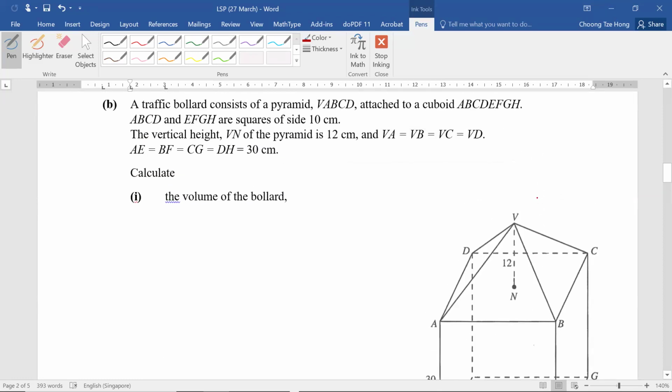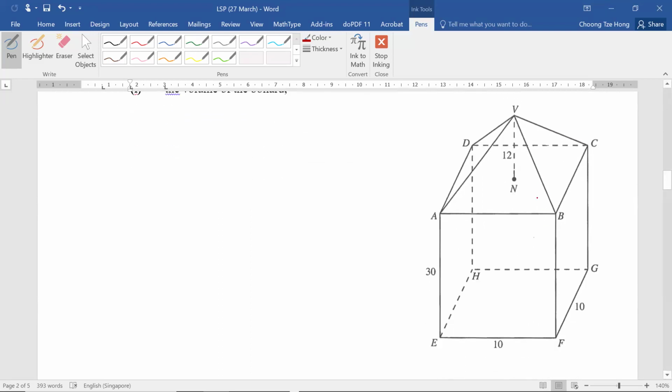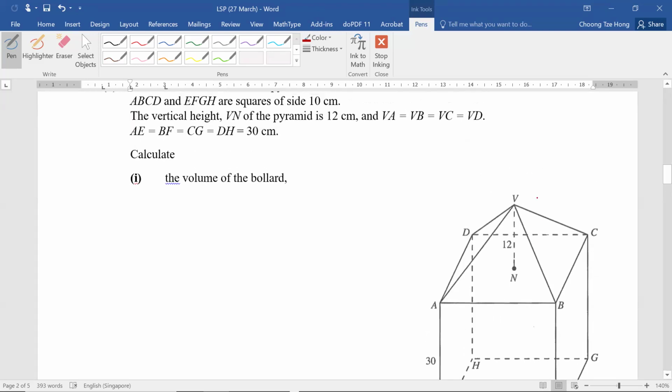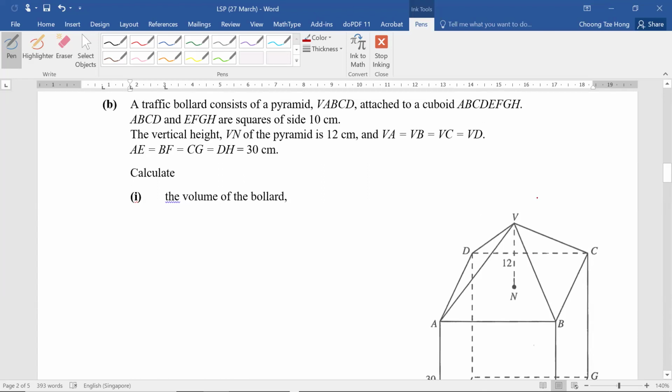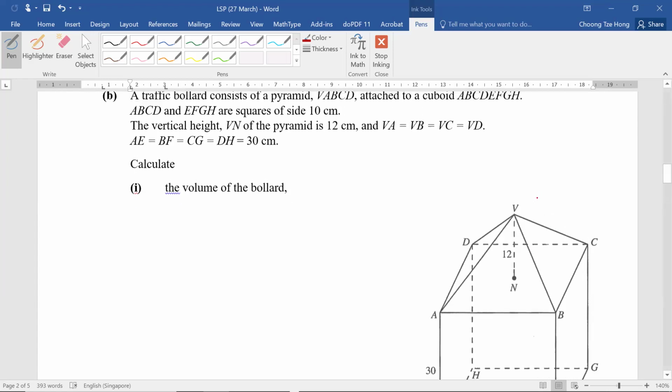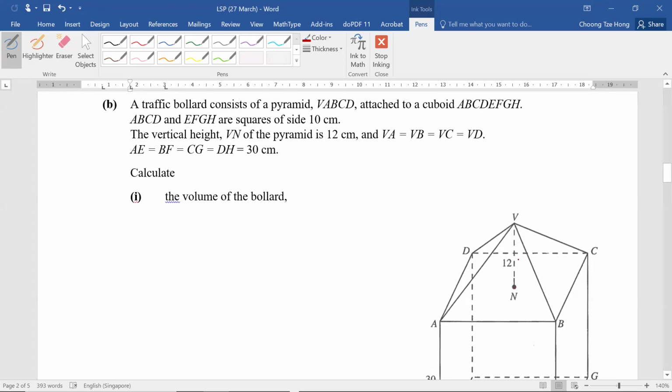ABCD and EFGH are squares of side 10 cm. So the base and the top of the cuboid are squares. Then you have a pyramid at the top of the cuboid. The vertical height VN of the pyramid is 12, as stated in the diagram. VA equals VB equals VC equals VD. This means it is a right pyramid, whereby the center of the base of the pyramid is directly below the vertex. So it's a right pyramid.